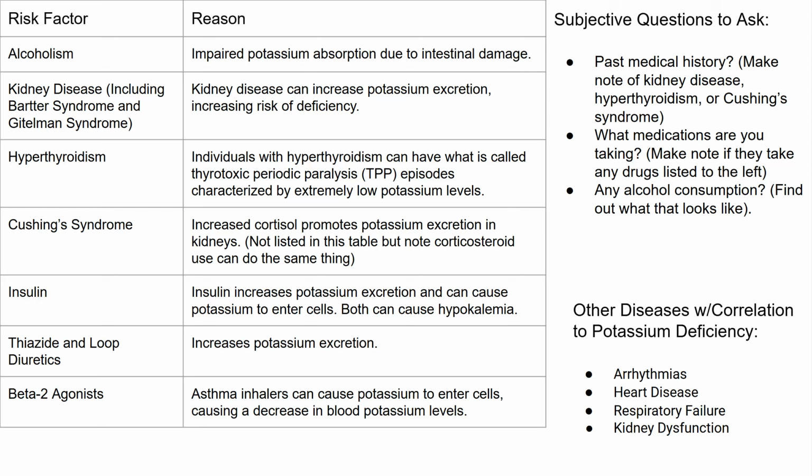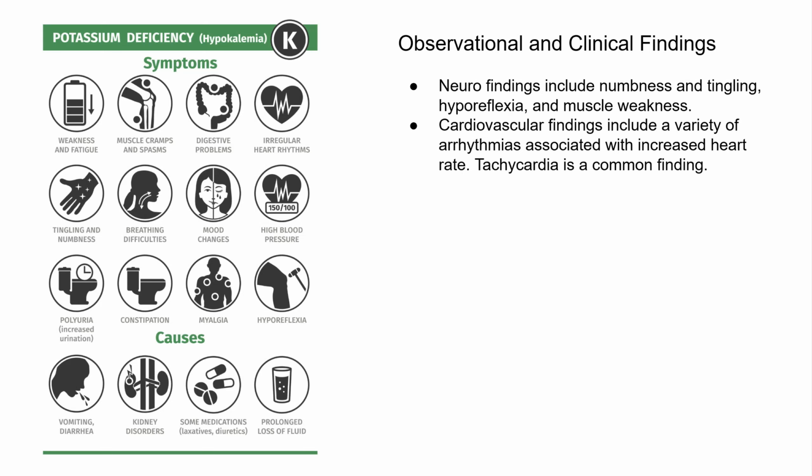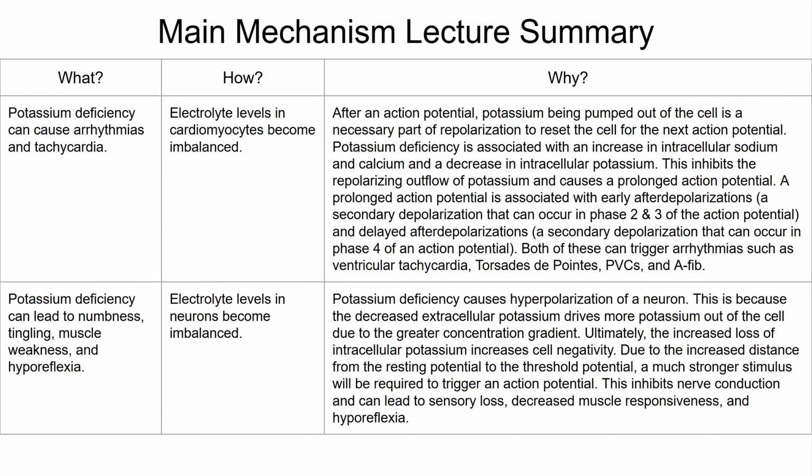Ask them what medications they're taking. Make note of corticosteroids, insulin, thiazide, and loop diuretics, as well as beta 2 agonists. Ask about any alcohol consumption, and of course, find out what that looks like. Diseases that individuals can be at greater risk for with potassium deficiency are arrhythmias, heart disease, respiratory failure, and kidney dysfunction. For clinical exam, neuro findings will include numbness and tingling in distal extremities, hyperreflexia, and muscle weakness. Cardiovascular findings can include tachycardia as well as many other fast heartbeat arrhythmias.